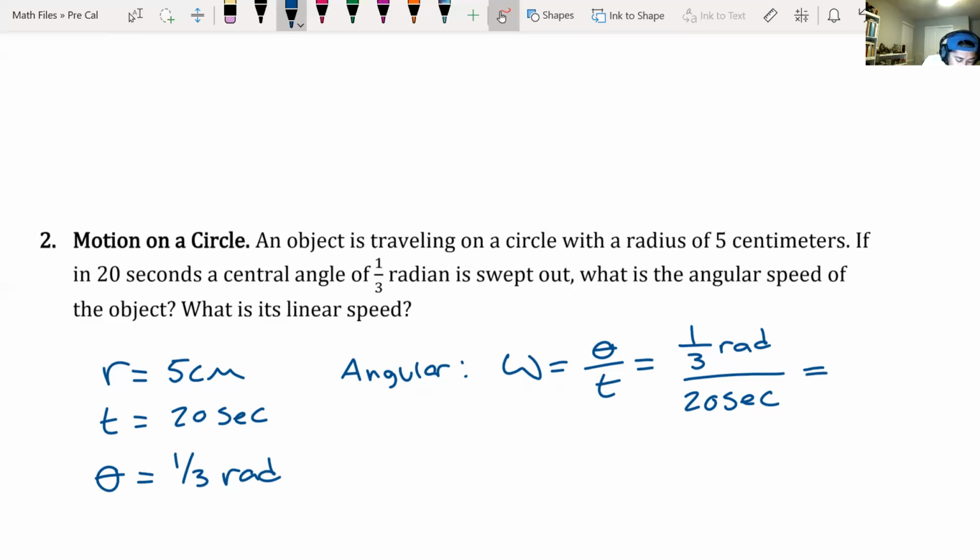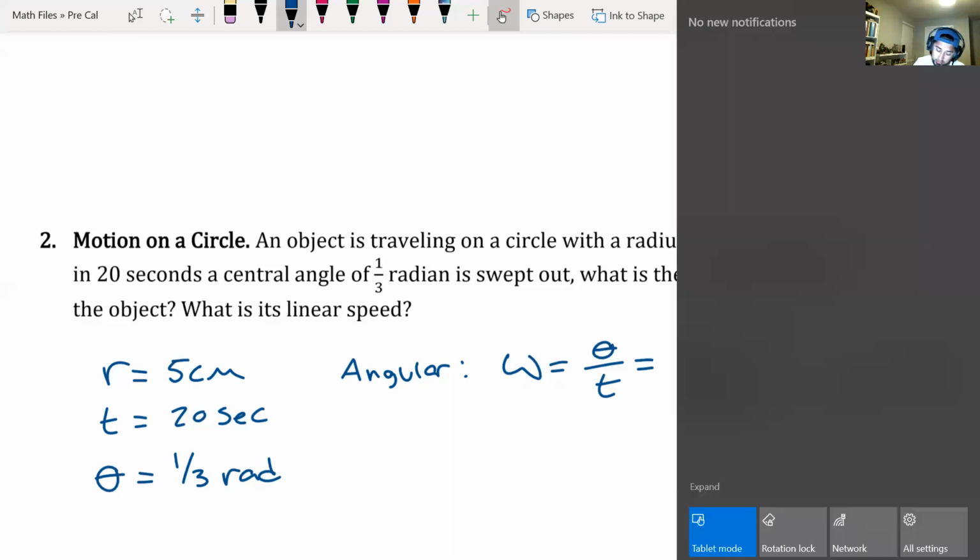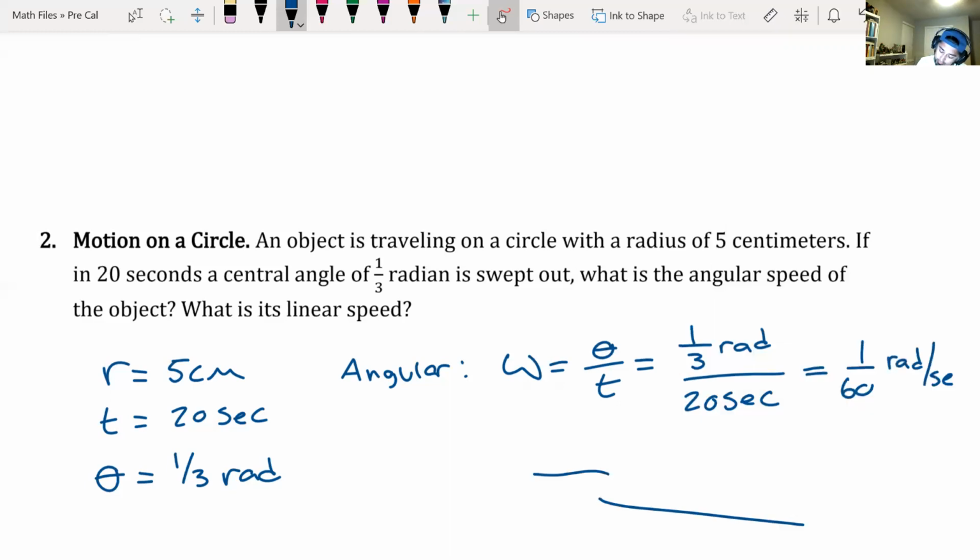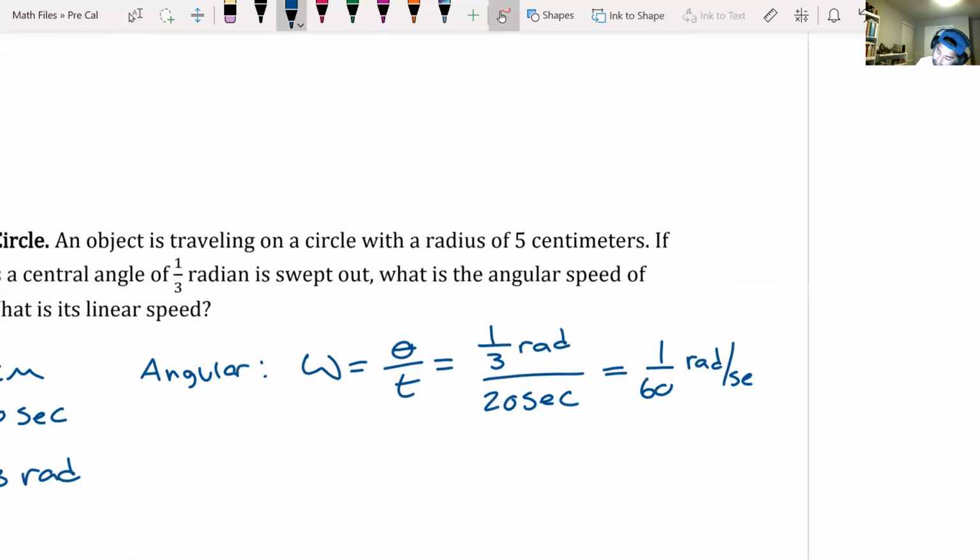(1/60). Good. This will give us 1/60 radians per second. Okay, there's that.